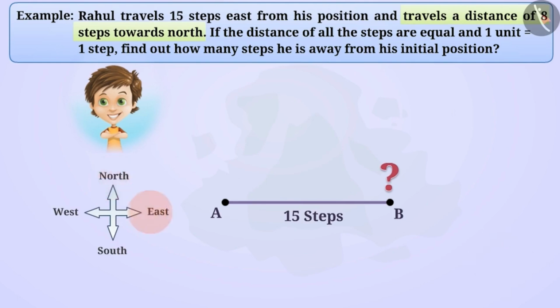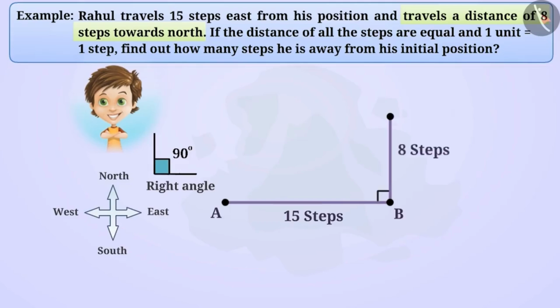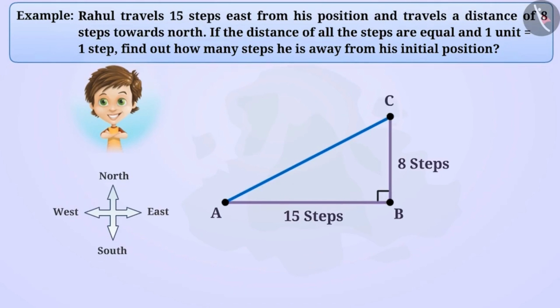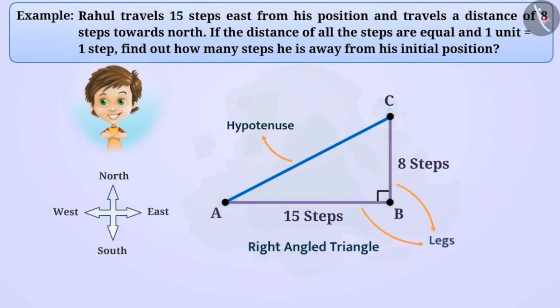Absolutely right. Since the north and the east sides form a right angle, we will draw a line segment forming a right angle with the line segment AB from the point B, whose length will be 8 steps. We will name this line segment BC. We have to find the distance between A and C, which we show by the line segment AC. As you can see, a right-angled triangle has been formed here, in which the side AC is the hypotenuse and the sides AB and BC are the legs of this triangle.